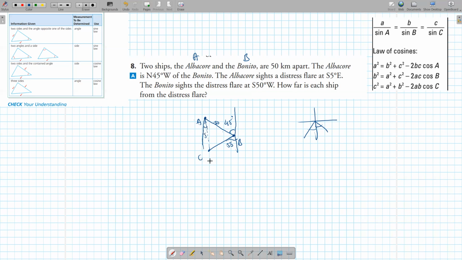The question is, what's the distance of this? How far is each ship from the distress signal? So we're looking to find this side length, and we're also looking to find this side length. Alrighty, any ideas on how to do this? No. Absolutely no clue, right? Let's find this angle first. We know up is 45, down is 50. What would that angle be?